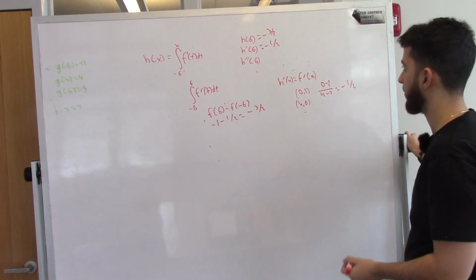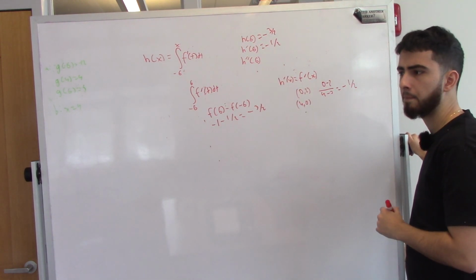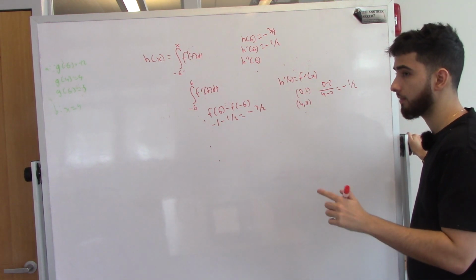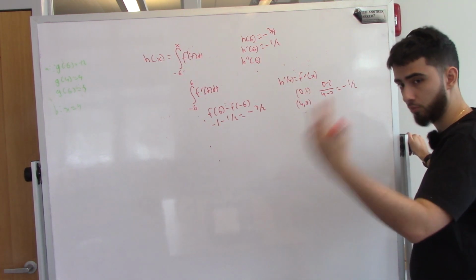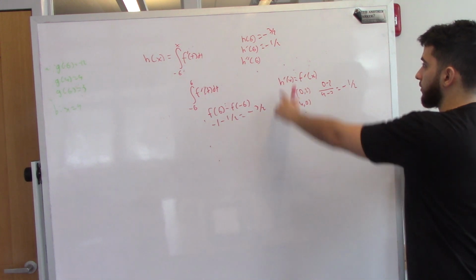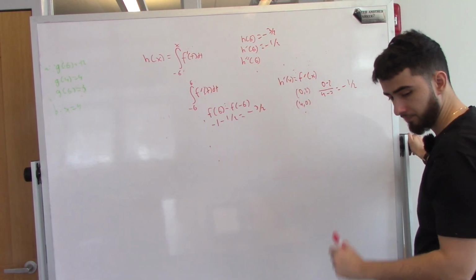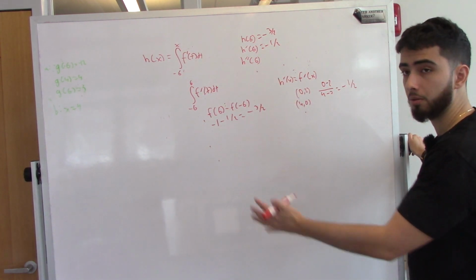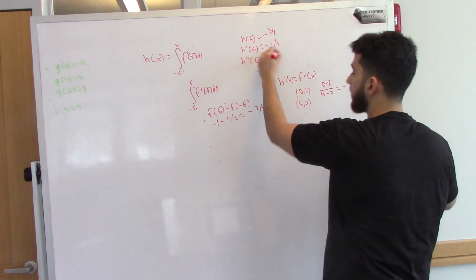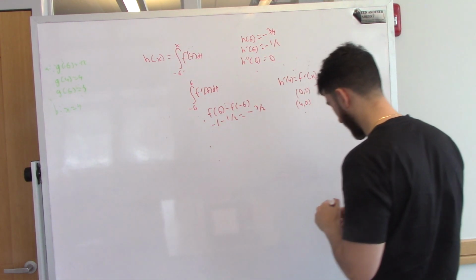Now for h double prime of 6, we're asked to find the slope of that line. But because it's a linear line, if we take the slope twice, that's pretty much saying take the slope of a constant. Slope of a constant? 0. And that's it. That is it for the 4th FRQ.